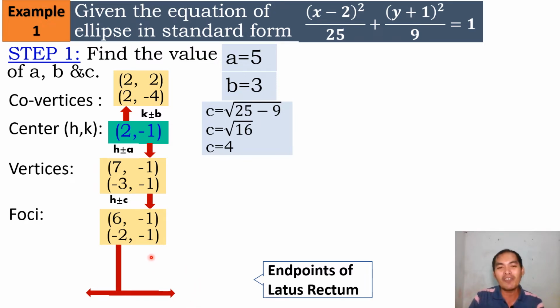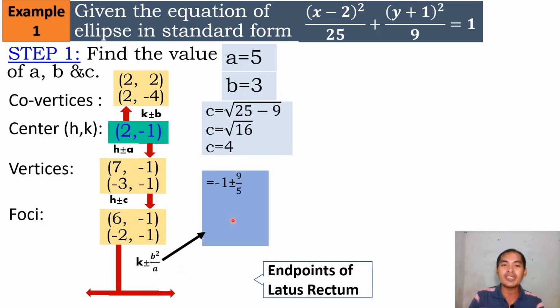How about for the y value? We have the formula to get for the endpoints of the latus rectum. We have y is k, k plus or minus b squared over a. It's always b squared over a. K plus or minus b squared over a. So, paano yon? We have here the computation.